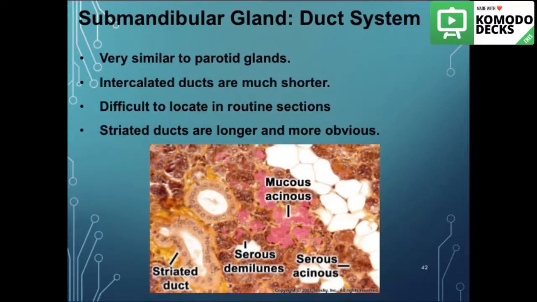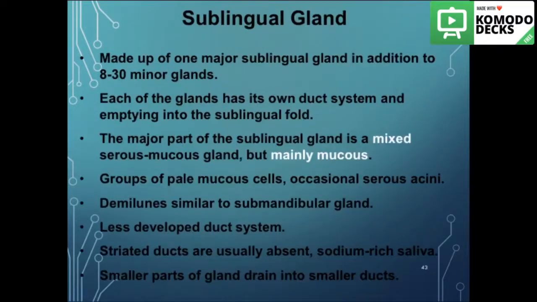And now we'll see why. Because the submandibular gland has a predominant hypotonic or serous secretion, in which the striated ducts help in this function.